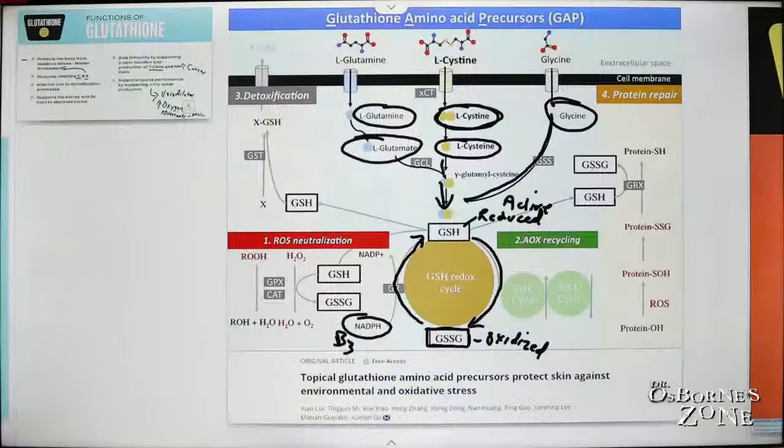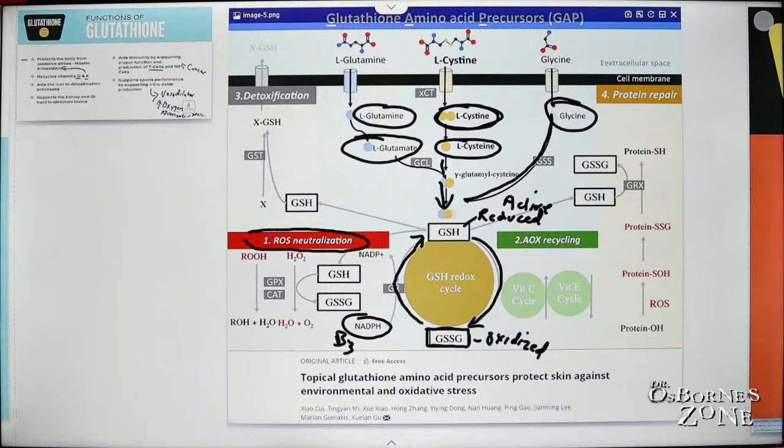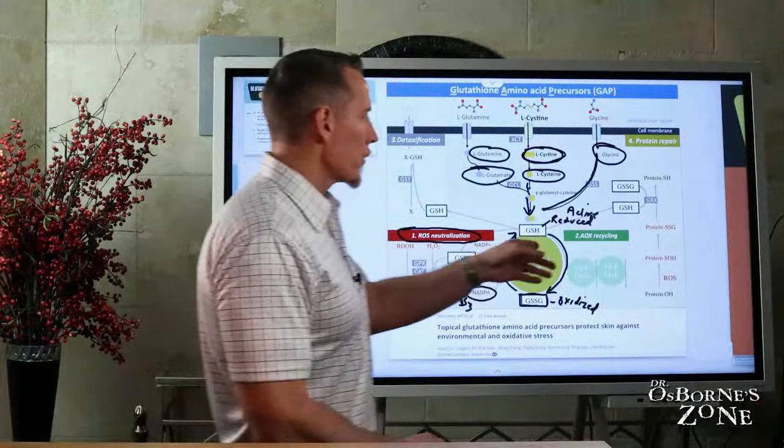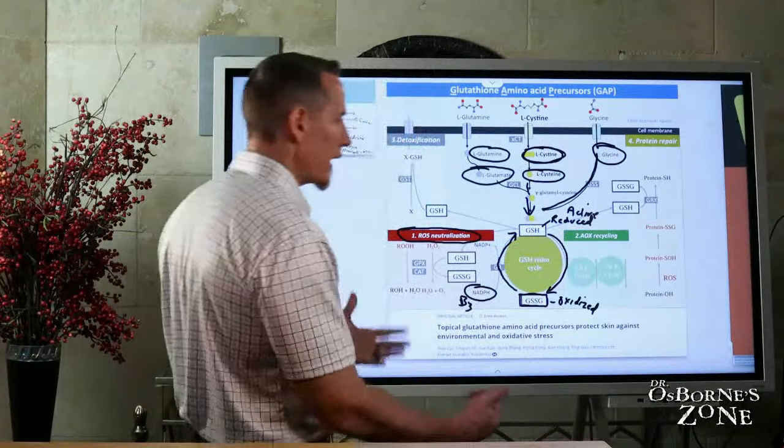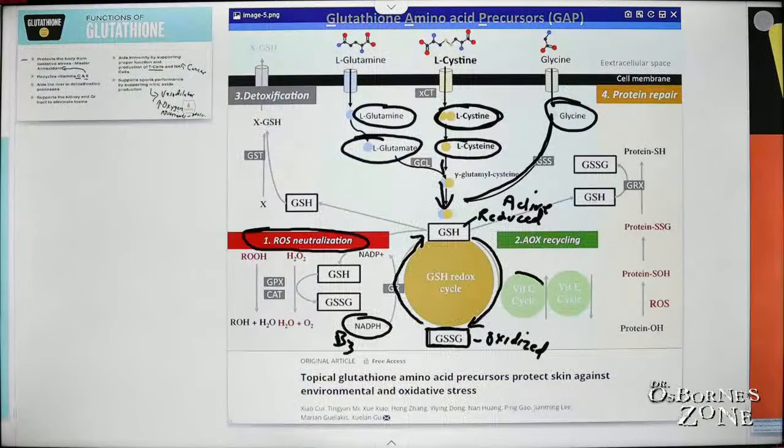But look at some of the functions here. If you look at the different functions, one is right here in this red column. It says ROS neutralization. What is ROS? ROS stands for reactive oxygen species. These are basically free radicals. What I was talking about earlier is glutathione helps to neutralize or offset the damage from free radical production in our body. Number two, over here, you can see AOX recycling. That stands for antioxidant recycling. In the case of glutathione, it very much helps to recycle vitamin C and vitamin E, both very powerful antioxidants.